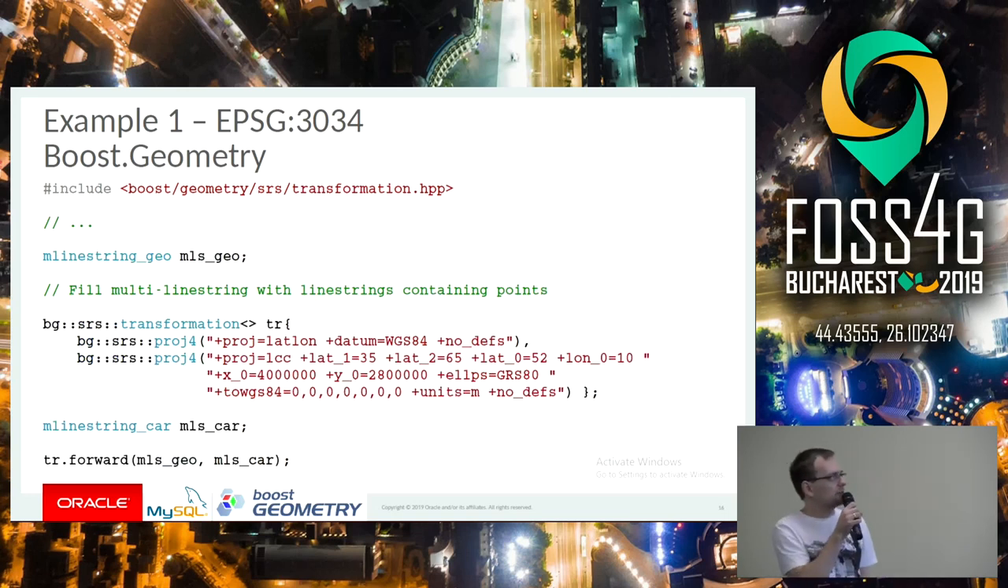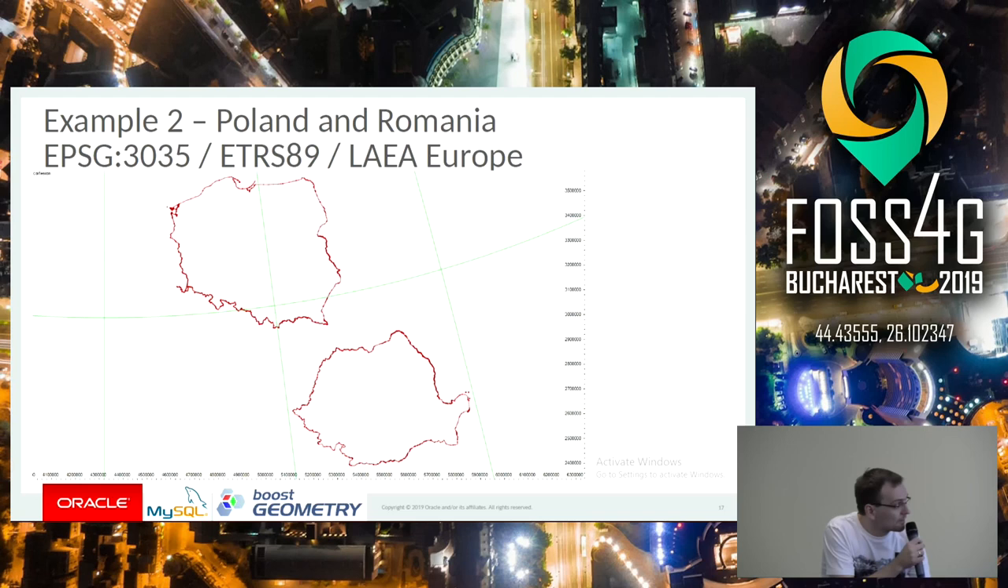So here is how you would perform the transformation in Boost.Geometry, which is more or less like Proj4. First, you define your geographic multi-linestring, create a transformation object passing source and destination transformation parameters, and you perform a forward transformation. And that's it. But since we are in a C++ environment, maybe you don't want to create strings because you probably have parameters already in your code. Oh, but this will be another example.